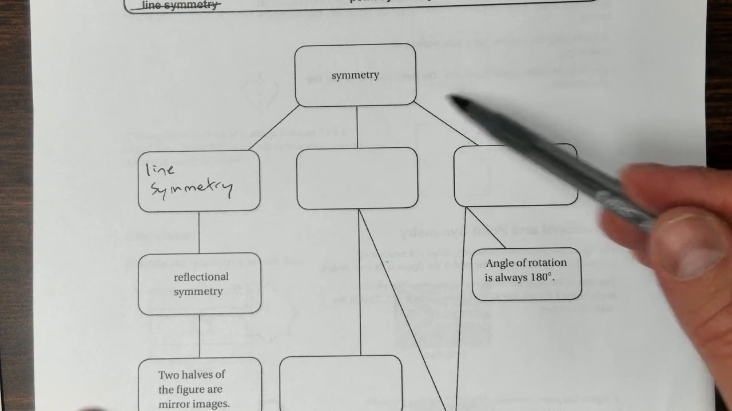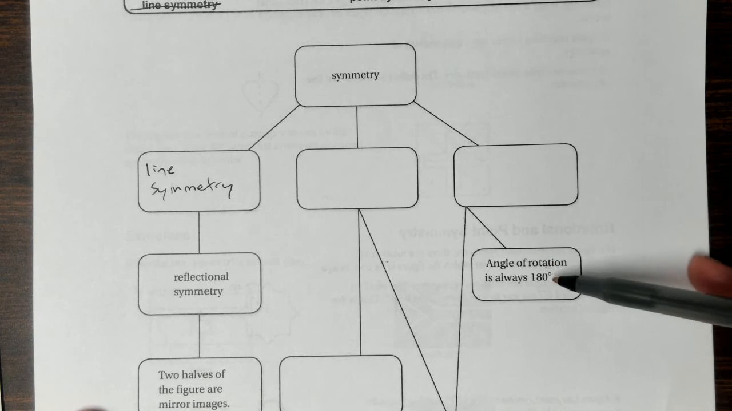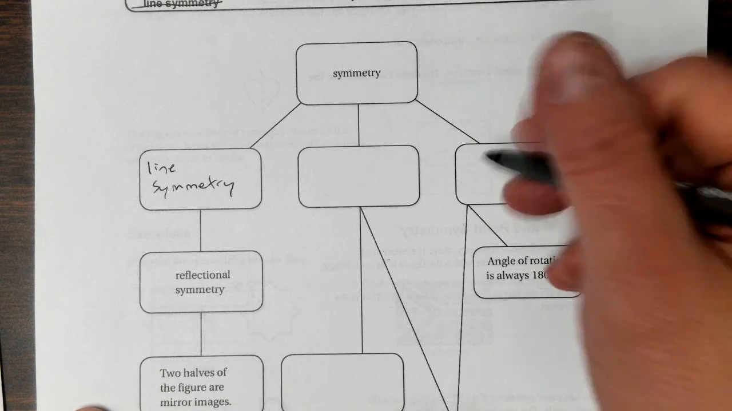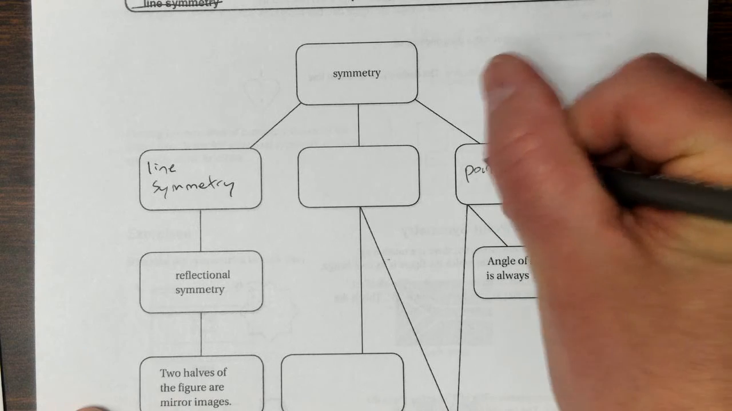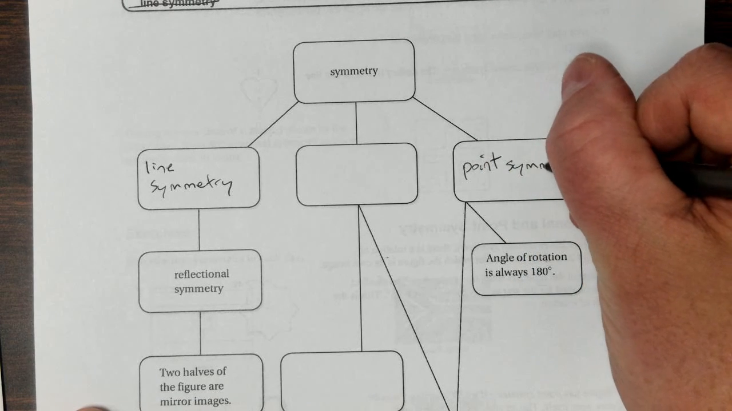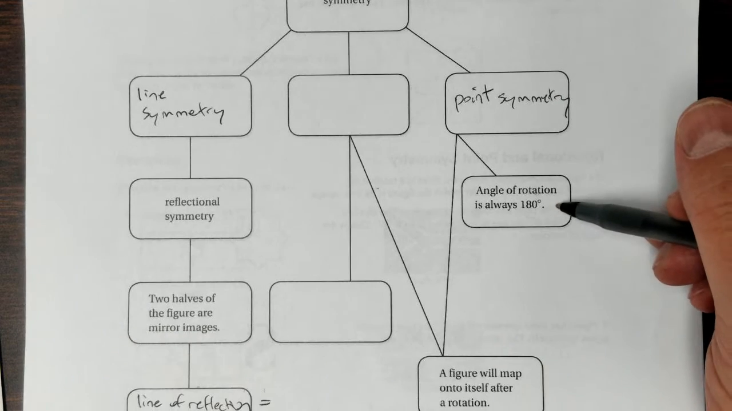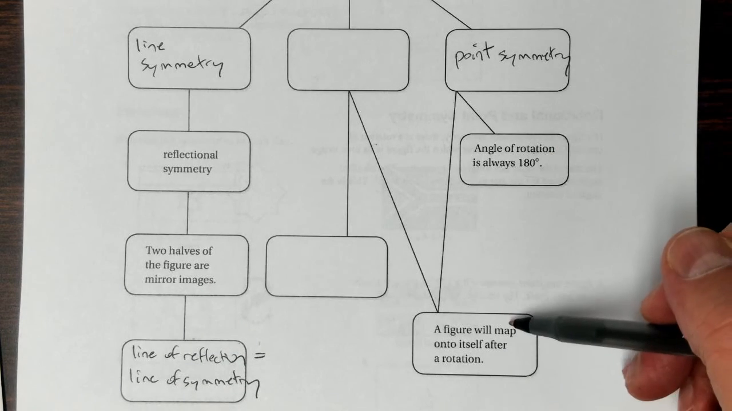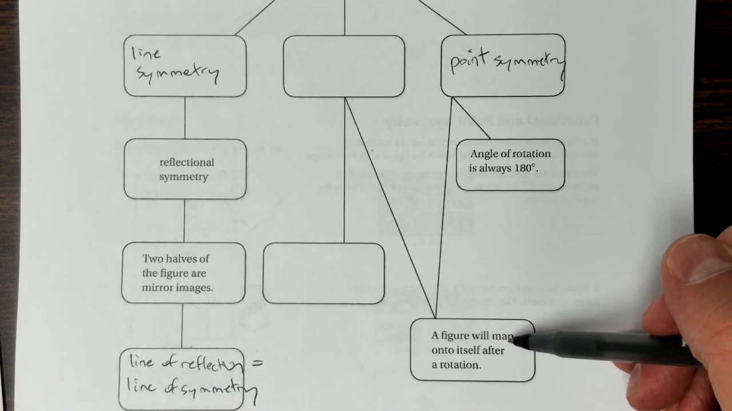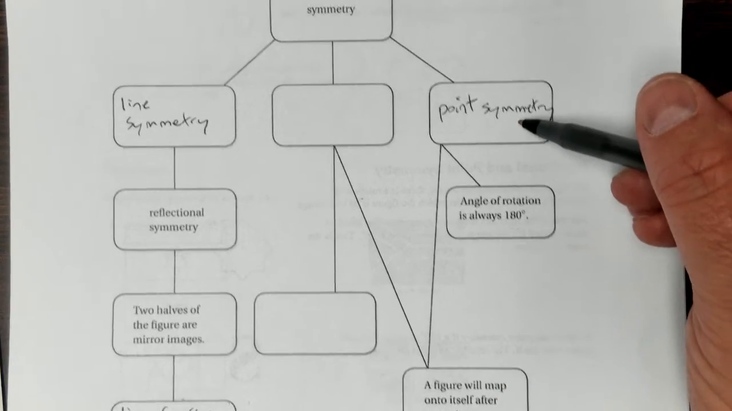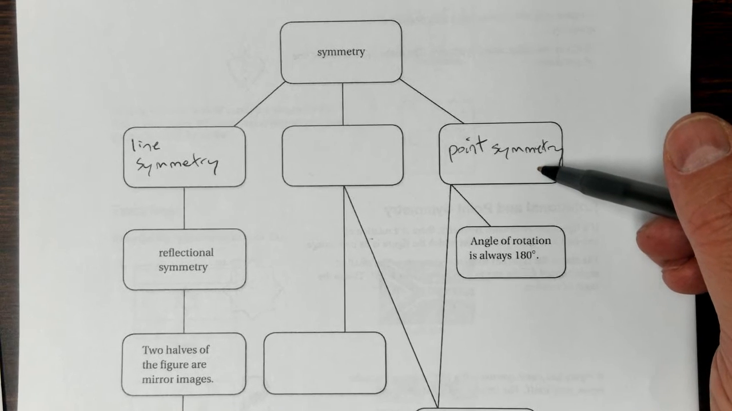Another type over here, it's talking about the angle of rotation is always 180. That has to do with point symmetry. Point symmetry is when it's always 180, and it does map onto itself after a rotation. So point symmetry is on the far right.